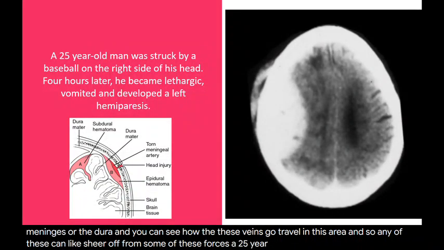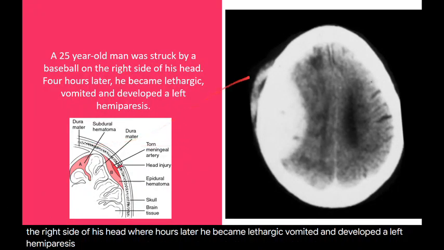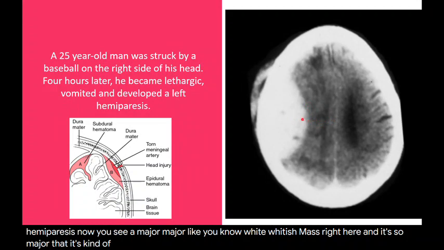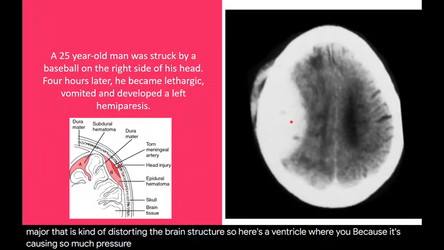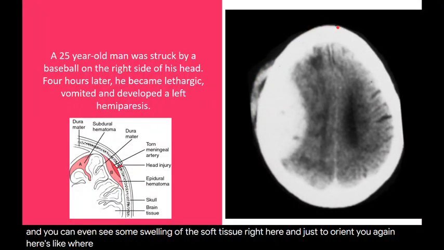A 25-year-old man was struck by a baseball on the right side of his head. 4 hours later, he became lethargic, vomited, and developed a left hemiparesis. Now you see a major, whitish mass right here, and it's so major that it's kind of distorting the brain structure. So here's a ventricle where you have CSF fluid, and you don't really see it on this side because it's causing so much pressure. And so something like this is really associated with an epidural bleed, and you can even see some swelling of the soft tissue right here. And just to orient you again, here's where his face would be, and here's the back of the head.